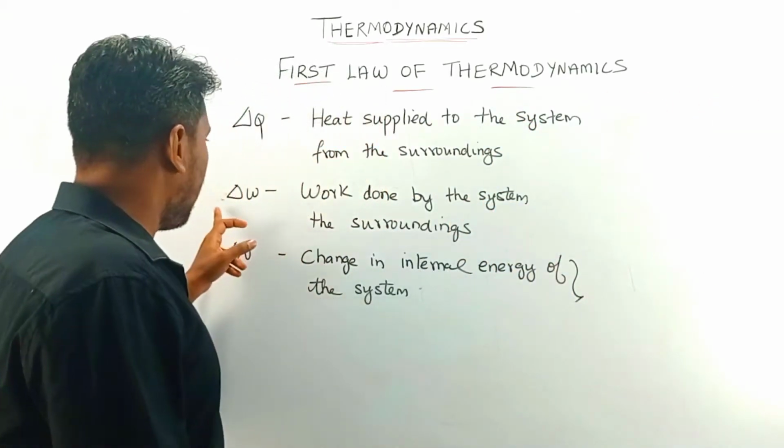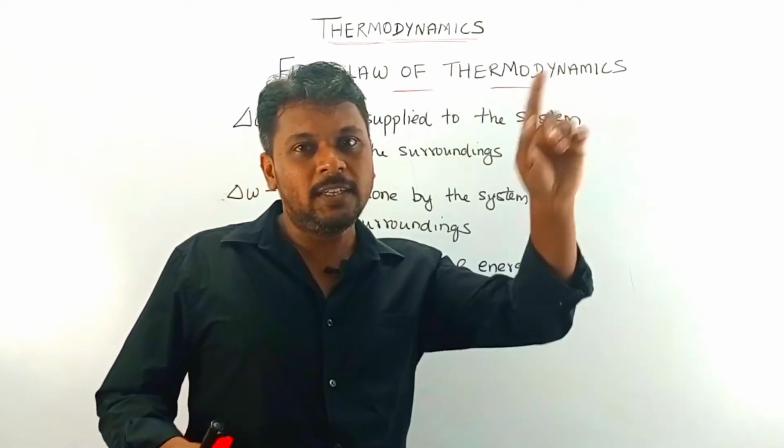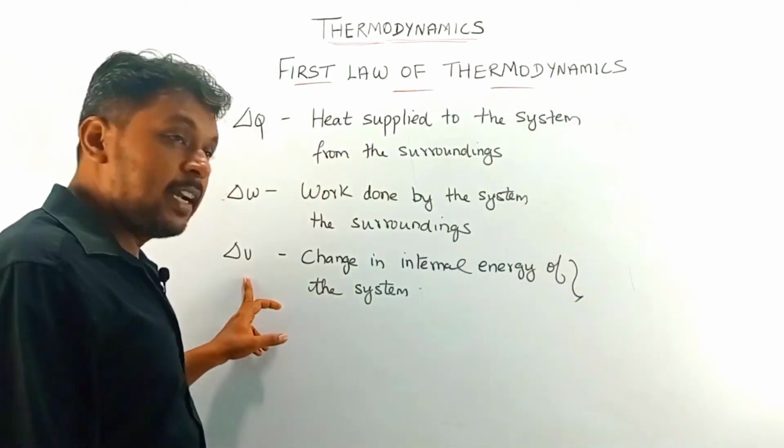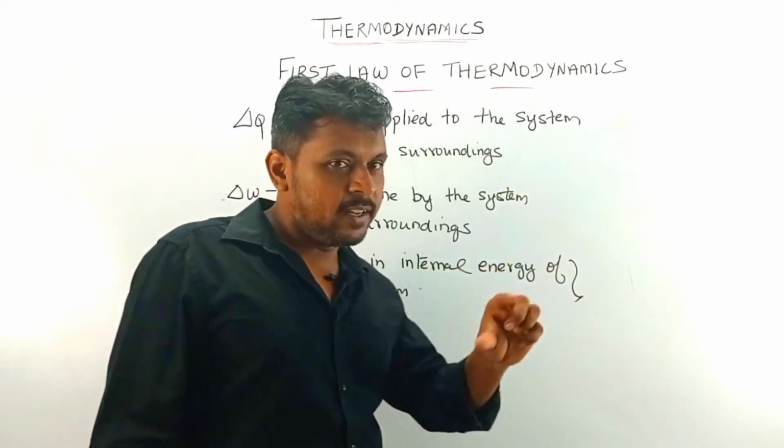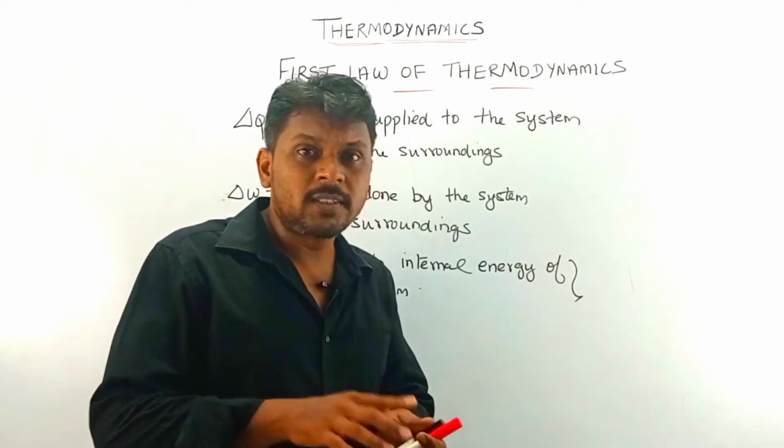Next we have delta W: work done by the system on the surroundings. Next we have delta U: change in internal energy of the system. So now, what is the equation?